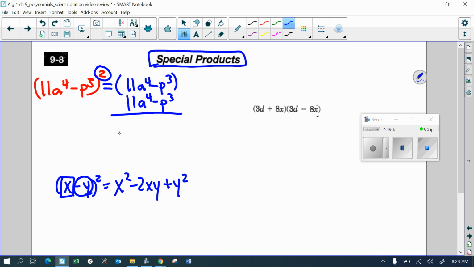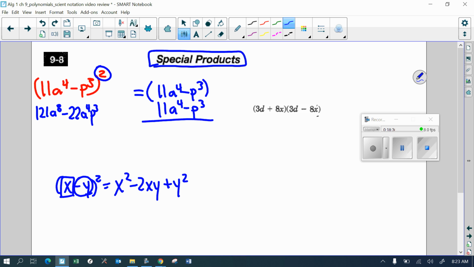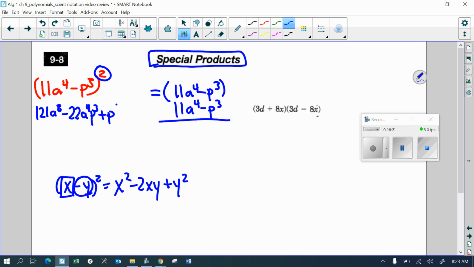So 11a to the fourth times 11a to the fourth is 121a to the eighth. I multiply these together and get negative 11 a to the fourth p cubed. I double negative 11 and that makes it negative 22 a to the fourth p cubed. Okay, and then I square the last one. Negative p cubed times negative p cubed is positive p to the sixth. And there's my answer.